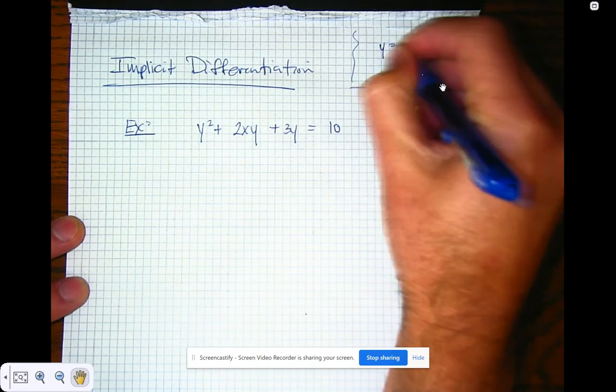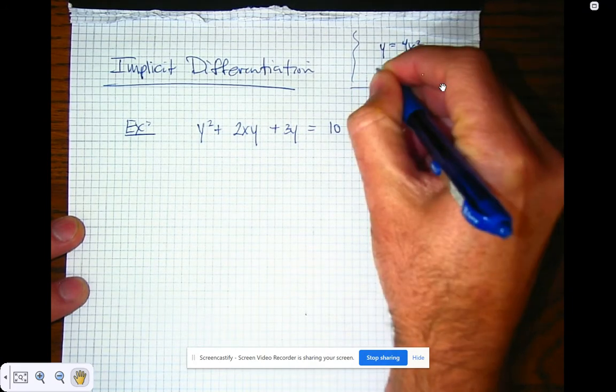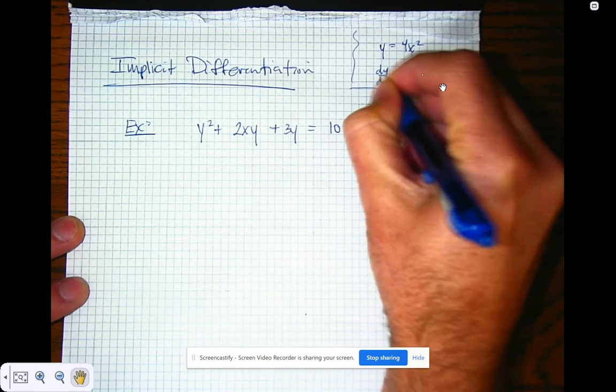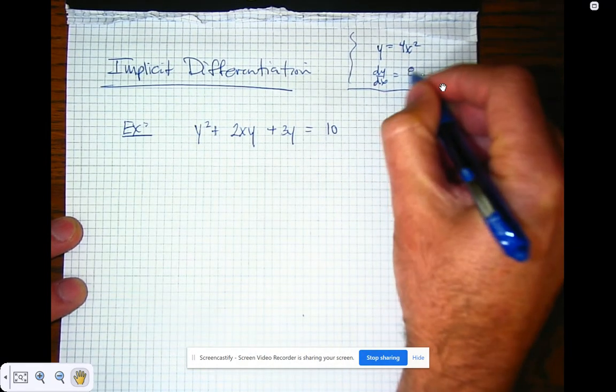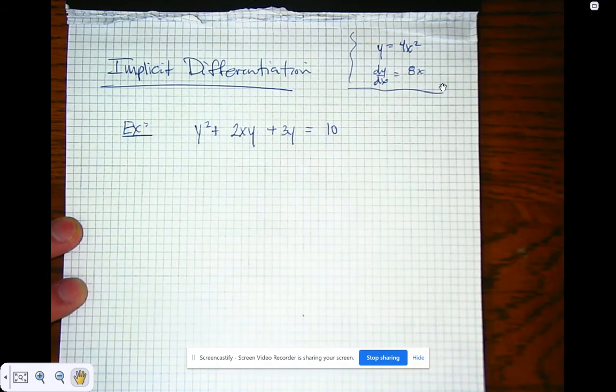Okay, so, before we do that, let's just go back even further. We have y equals 4x squared. So then we would say, hey, look, dy dx, this is just normal derivatives. We would do the power rule, right? 2 times 4 is 8. And then we have x raised to the power of 1.